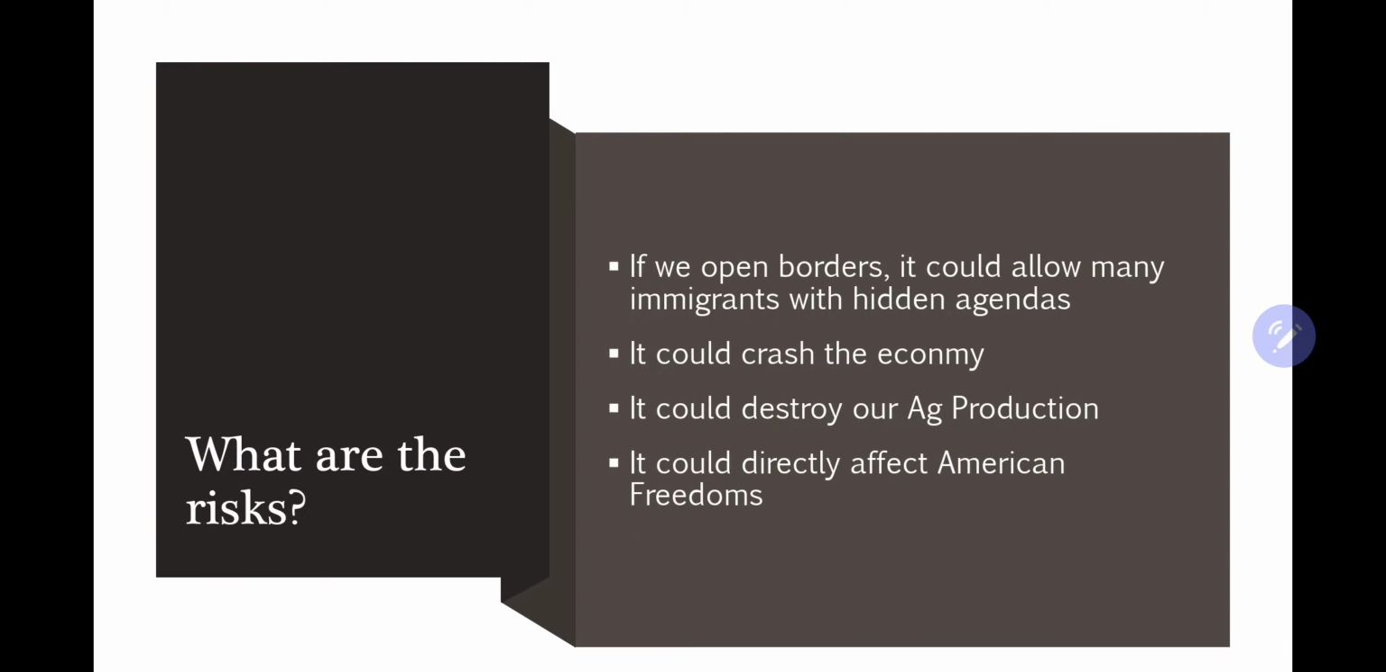So what are the risks here? Well, if we open the borders, that allows a lot of immigrants with hidden agendas, and we talked about, we could see some terrorist activity or things of that nature, which would be devastating for our nation. Could crash the economy. It could destroy our ag production. It could directly affect American freedoms. By allowing them to have more freedoms, it restricts ours. It's kind of a backwards deal there.